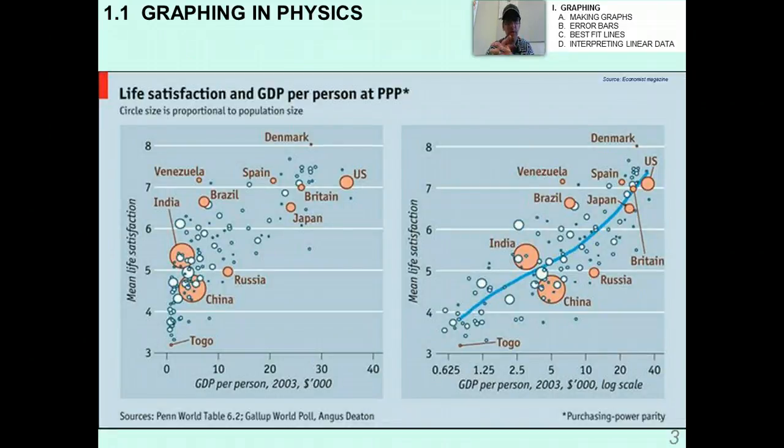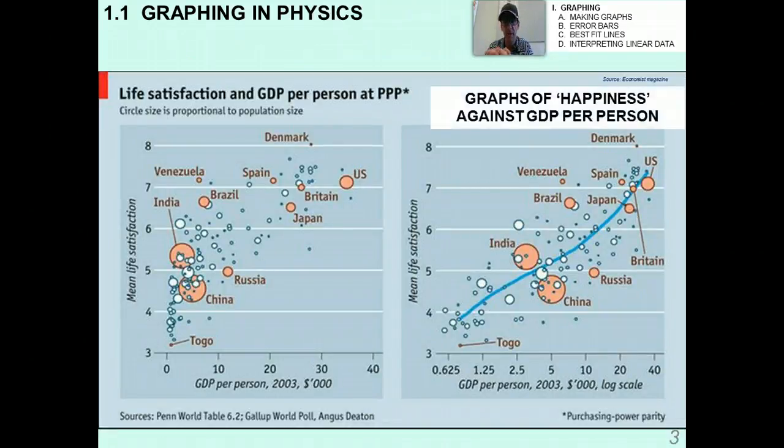How about this one? You ever seen one of these happiness graphs? These are kind of funny. This is a graph of happiness against GDP per person. What is this? How do you quantify happiness, mean life satisfaction? Got to be careful about this. This is more of a chart than a graph.